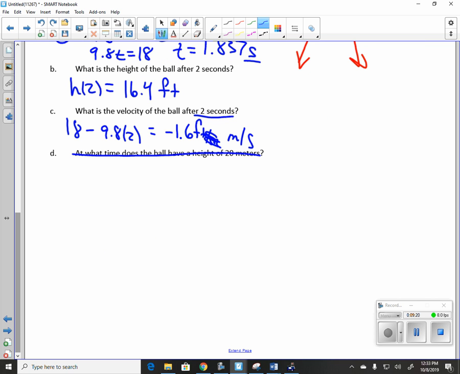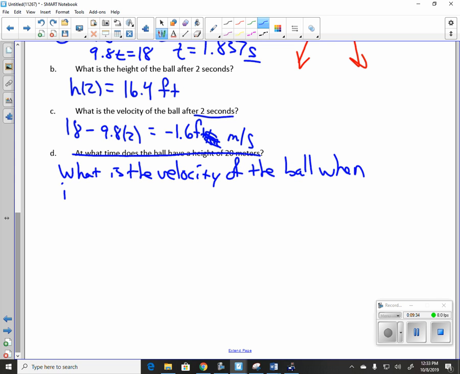We're going to switch this last question. What is the velocity of the ball when it has a height of 1 meter? Turn and talk to somebody. How would you begin figuring that out? Take 30 seconds. How would you begin to figure it out?